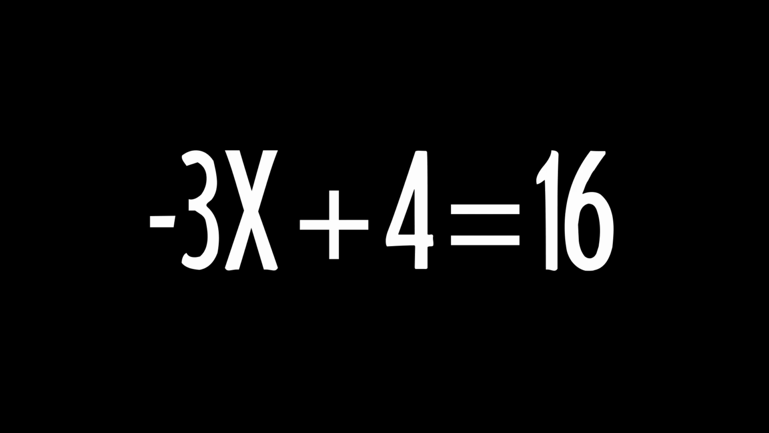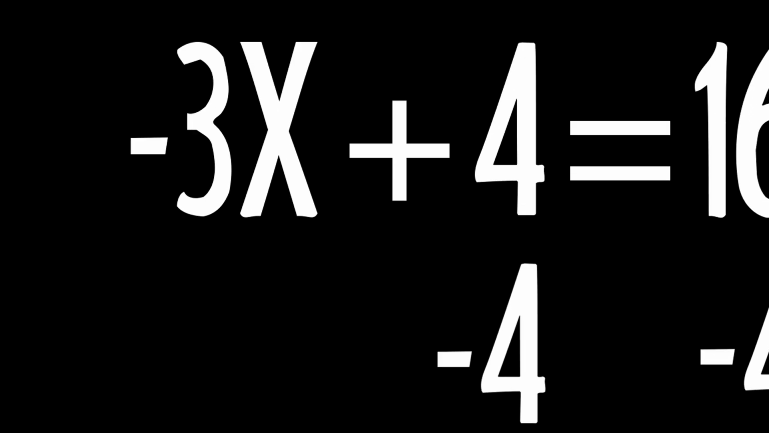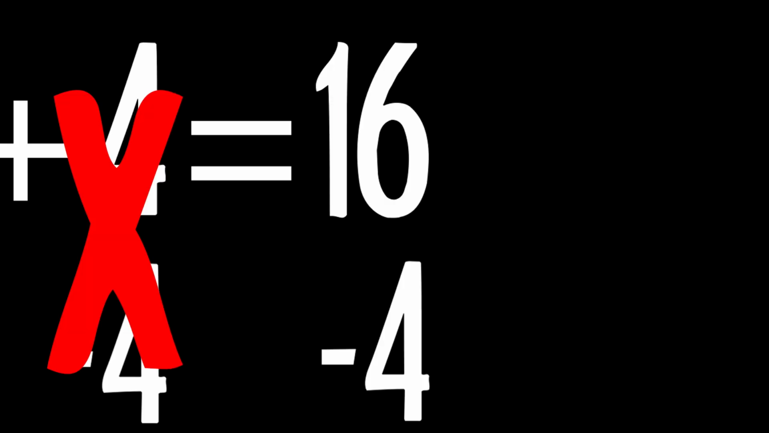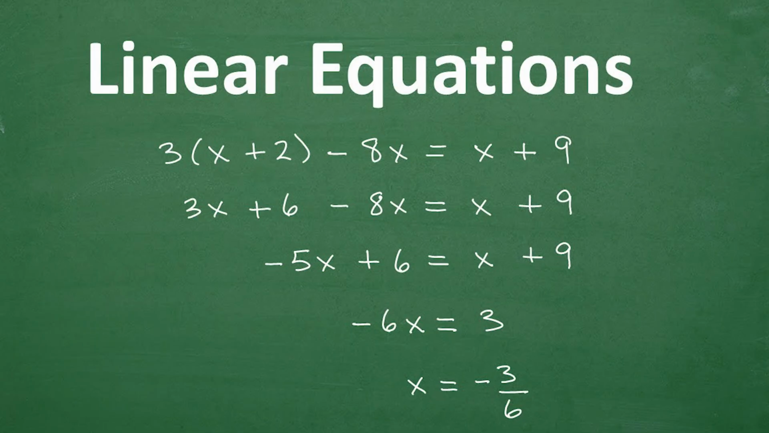So first, let's subtract 4 on both sides. On the left side, that gets rid of this 4, and on the right, 16 minus 4 is 12. Now if we divide it by negative 3 on both sides, then that would leave only x on the left side and negative 4 on the other. So x is equal to negative 4. Simple enough, right? What if the equations weren't equal?